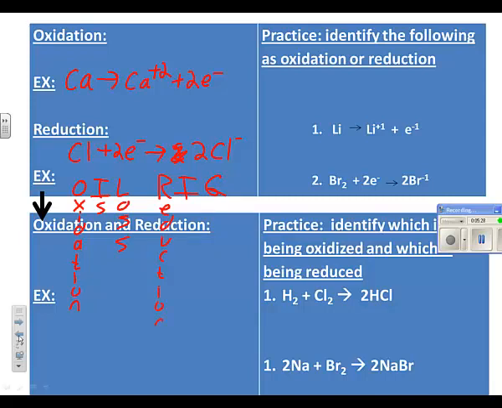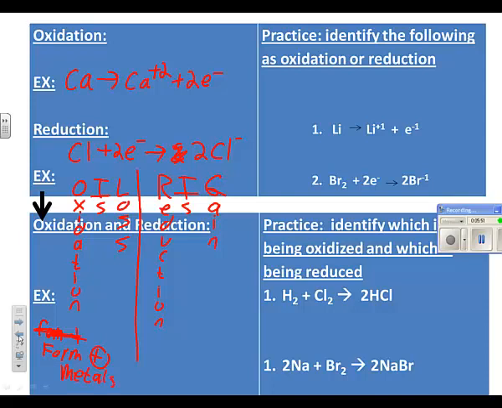Reduction is gain of electrons. So let's think about it. What things tend to oxidize, metals or nonmetals? Well, if we're losing electrons, I'll separate this down the middle now, we form positive, that's FOM. We form positive charges, which means metals tend to oxidize.